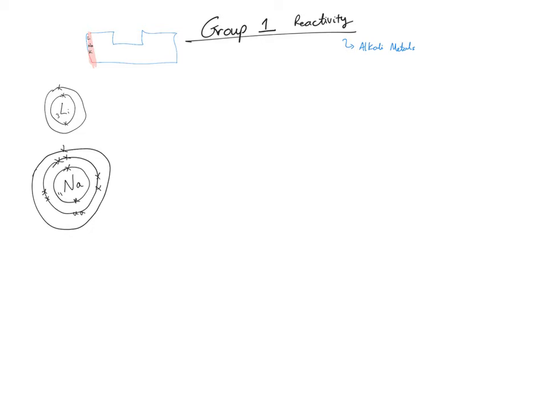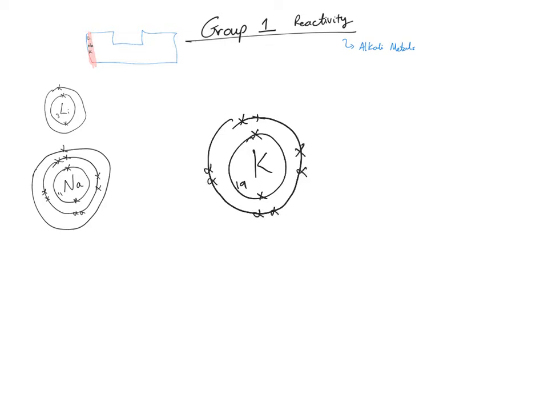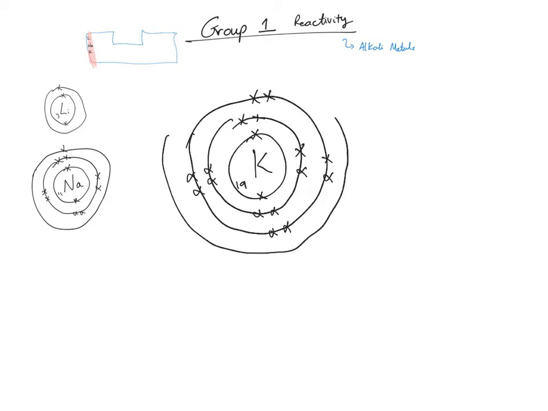And finally, we have potassium with 19 electrons, so 2 on the inside, then 8, that makes 10, then 8 again, and because it's group 1, it will have 1 on the outer ring, so there's potassium.